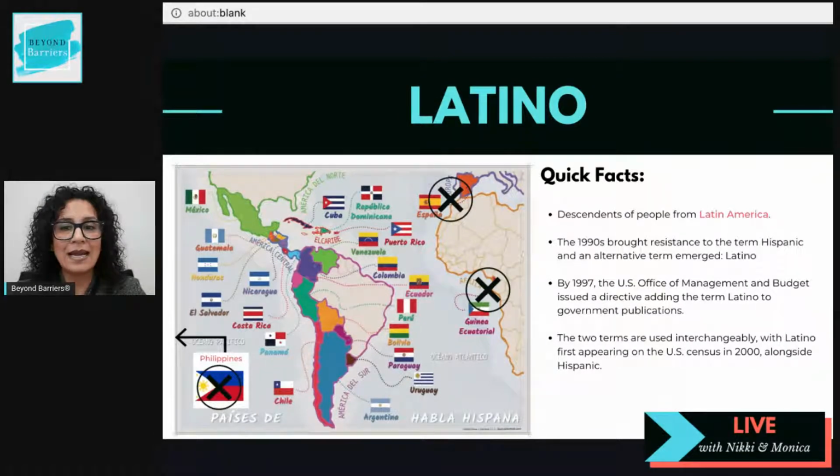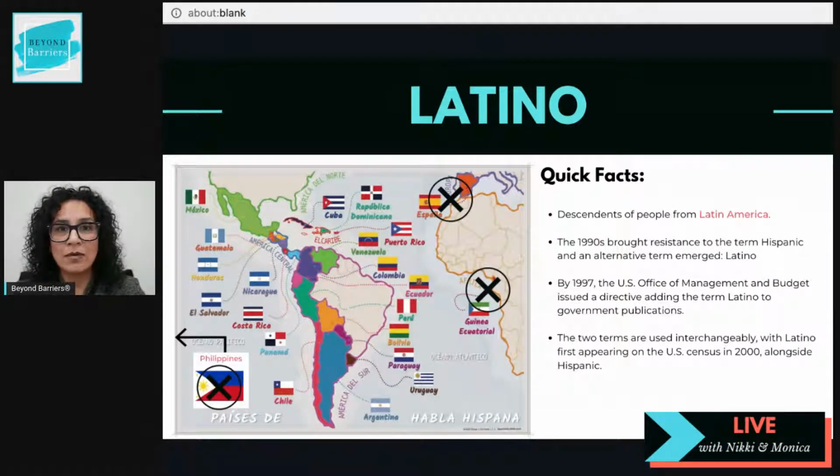So in the 1990s, there was a lot more resistance around the term because, one, it embraced a strong connection with Spain, and they really wanted to be much more inclusive. So the alternative term Latino presented itself. And in 1997, you started seeing Latino appear on all government publications. Now, that is when the two terms started being used interchangeably. And Latinos, again, appeared on the 2000 census.